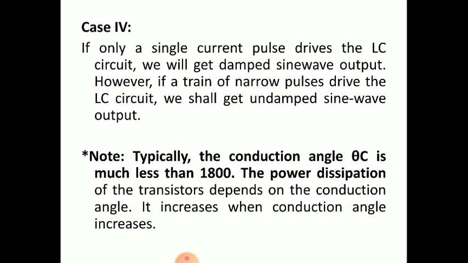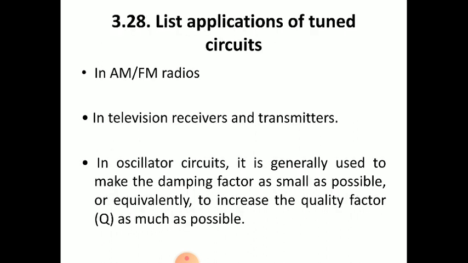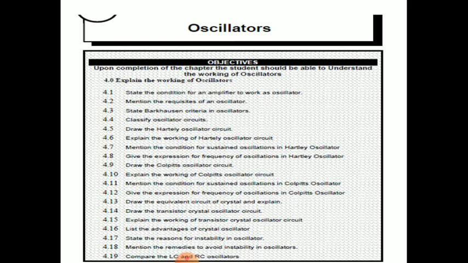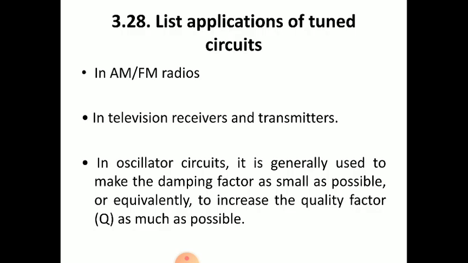Typically, the conduction angle is much less than 180 degrees. The power dissipation of the transistor depends on the conduction angle. It increases when the conduction angle increases. The conduction angle of class C is less than 180 degrees, so the power dissipation is less, and it increases with conduction angle. Next, we shall see the applications of tuned circuits.